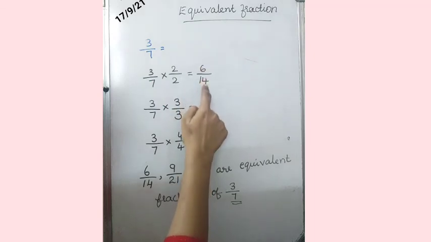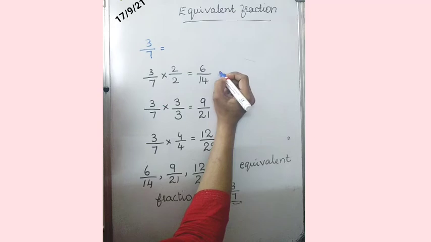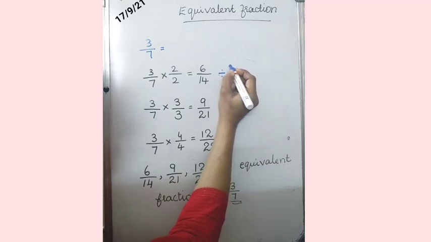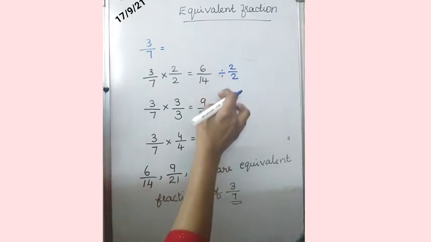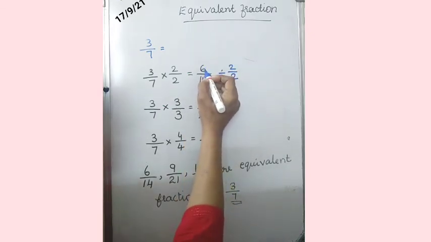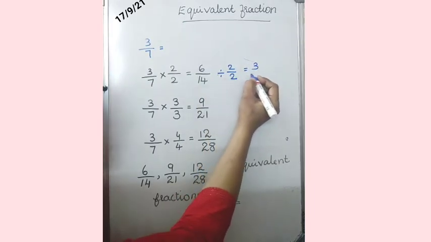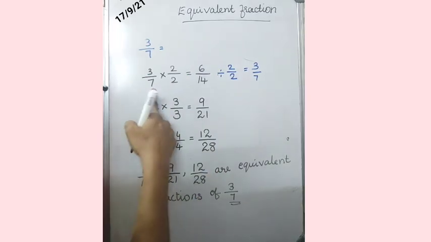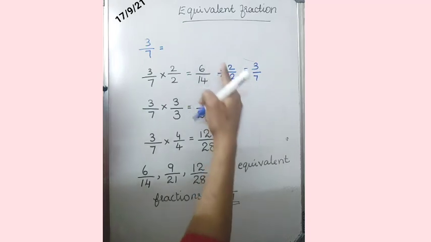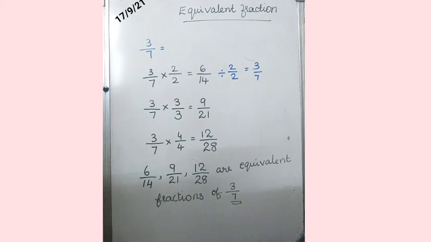Look here, if the fraction is 6 by 14, and we divide the numerator and denominator with the same number, that is 6 divided by 2 equal to 3, 14 divided by 2 equal to 7, then we get an equivalent fraction. When we multiply or divide the numerator and denominator with the same number, we will get the equivalent fraction.